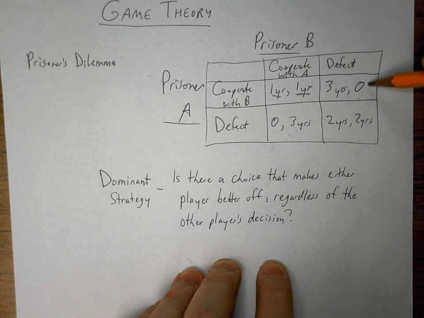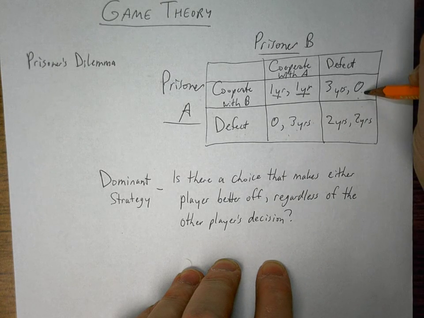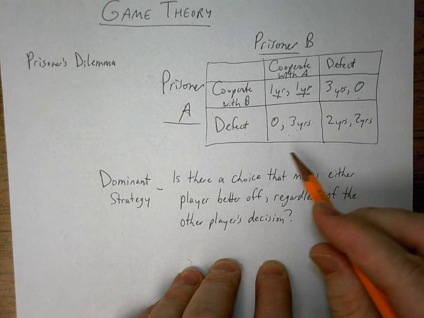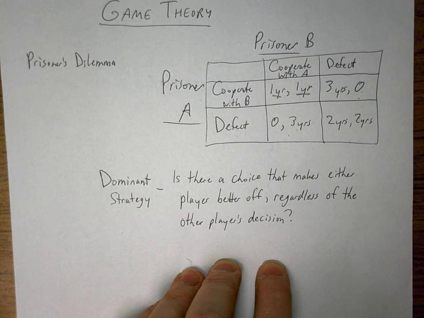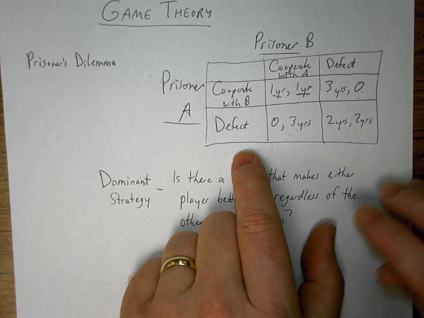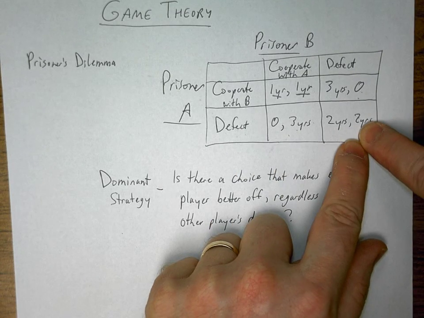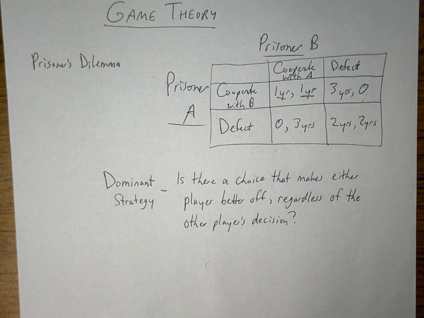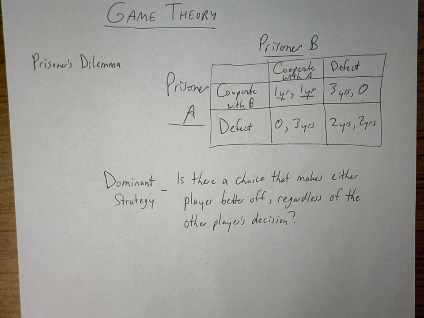Prisoner B, their 0 is better than 1 year. They're going to tell on the other guy. Prisoner A, 0 is better than 2. They're going to tell on the other guy. So they're both going to tell. And if they both tell, where do we end up in the matrix? The payoff matrix, this is called? Well, in this box right here. They both tell on each other, and the outcome there is they both go to prison for 2 years. Ouch.